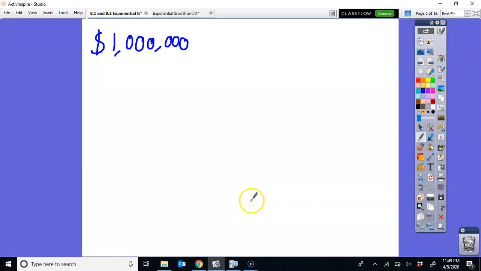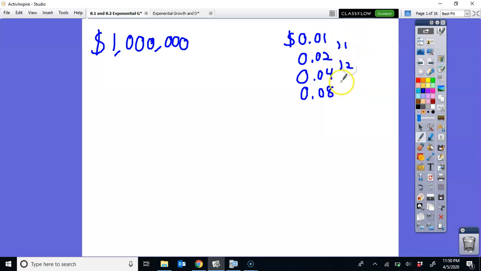Or I'll give you 1 cent. Then after a day, I'll give you 2 cents. Then after another day, I'll give you 4 cents. Then after another day, I'll give you 8. So after 1 day, after 2 days, after 3 days, and I'll continue that for a whole month.